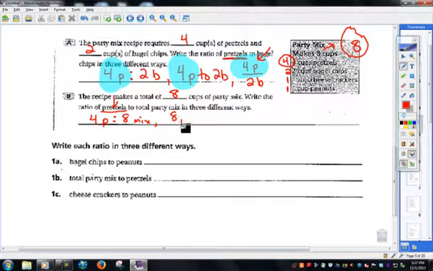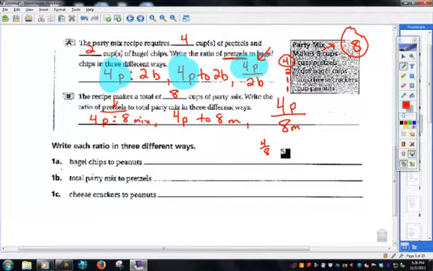We could also write it like this. 4 pretzels to 8 party mix. And then the final way is to write it in that fraction form, which is 4 pretzels over 8 of the total mix. Now, this isn't this learning target, but I'm just going to show you right now that all of these can actually be simplified.